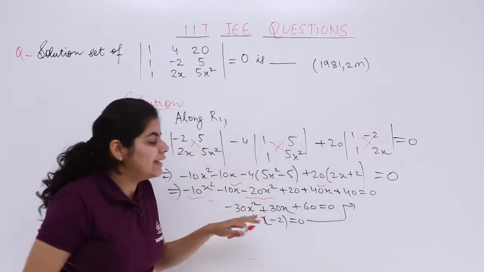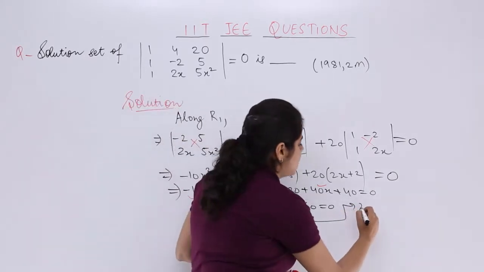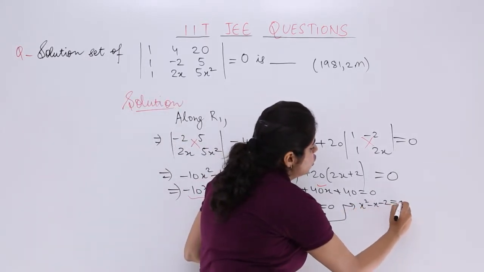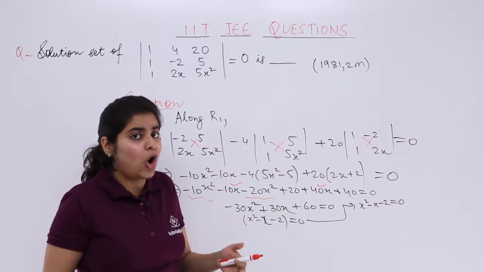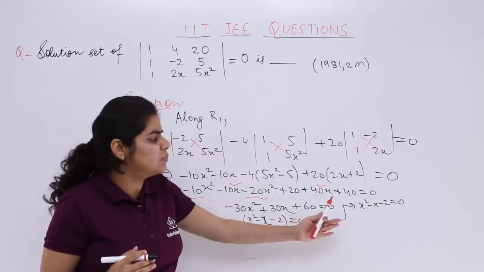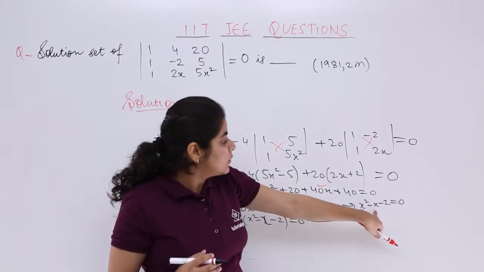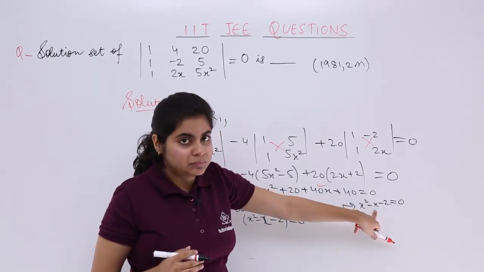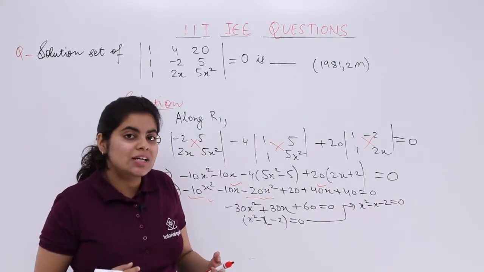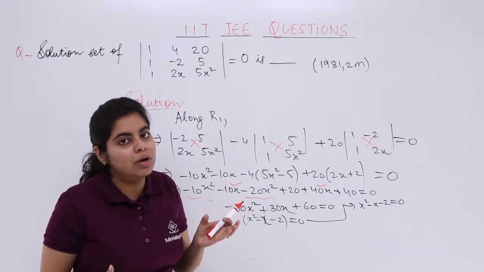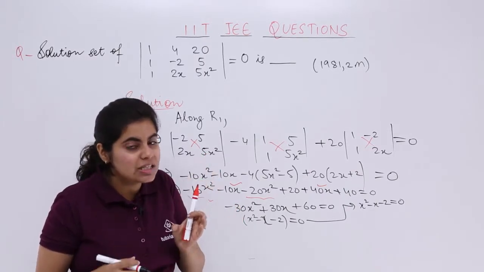Now it is a quadratic equation. A quadratic equation has how many roots? It has 2 roots. The 2 roots can be obtained either by splitting the middle term, or by quadratic formula, or by simple observation. You see that the sum of the roots has to be 1, and the product has to be minus 2. So it has to be either minus 2 and 1 or minus 1 and 2.